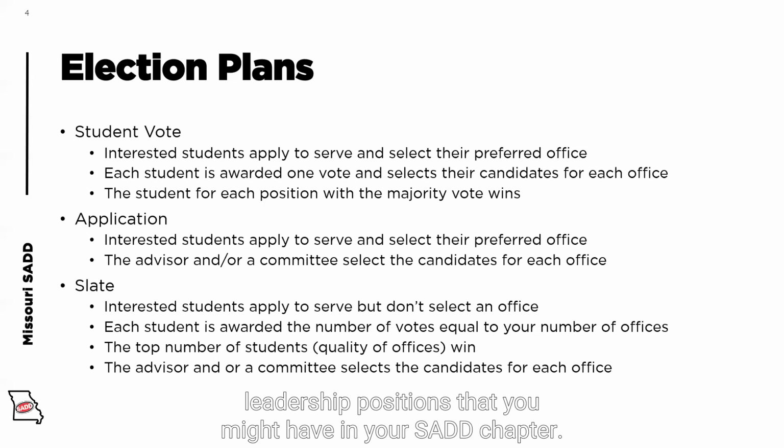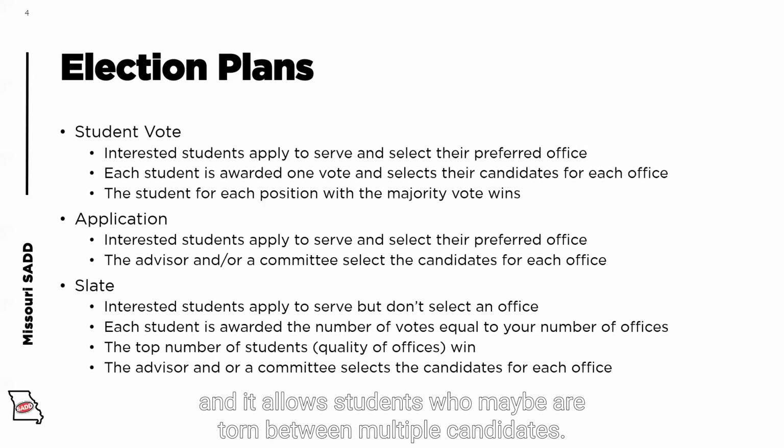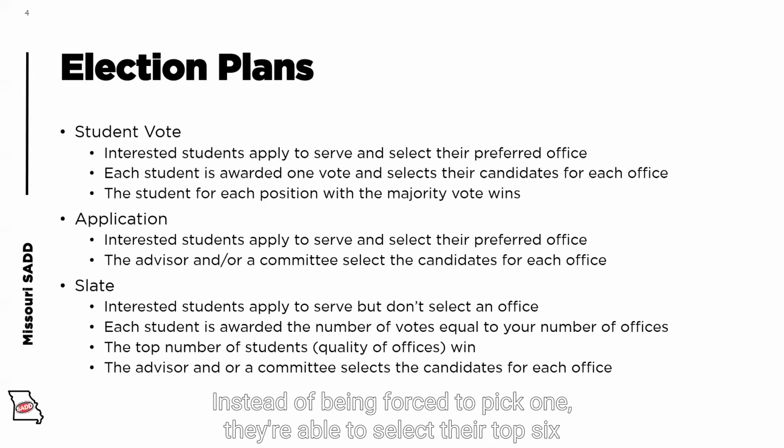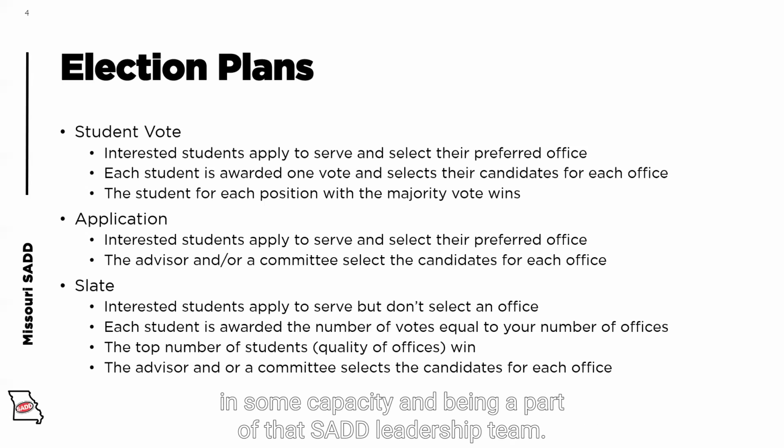So the slate method is kind of a nice hybrid, and it allows students who maybe are torn between multiple candidates, instead of being forced to pick one, to select their top 6 students, and then all of those students might actually end up receiving an office in some capacity and being a part of that SADD leadership team.